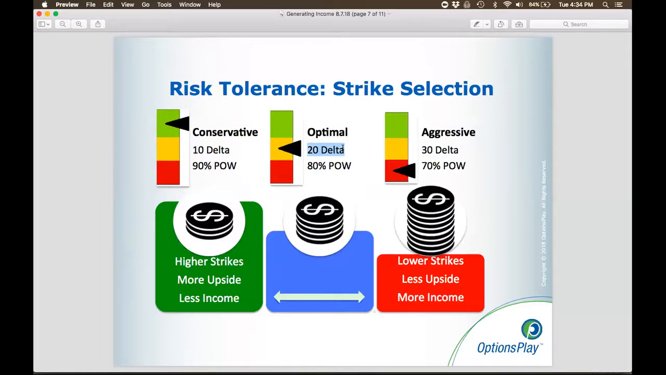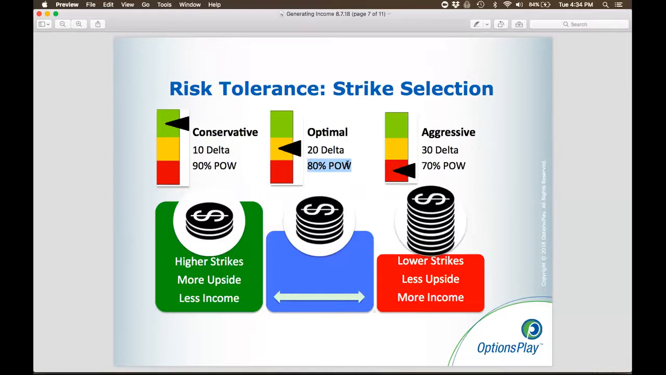So what does the 10, 20, and 30 delta call mean? When we talk about a 10 delta call, that's referring to a call that has about a 90% chance that the call will expire worthless, or about a 90% chance that you keep all of the income from that call. A 30 delta means that you have about a 70% chance, and a 20 delta call means you have about an 80% chance.